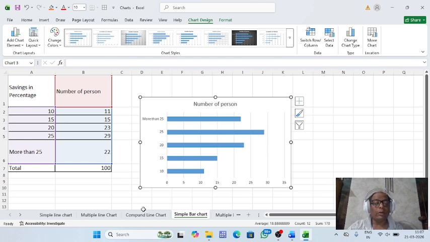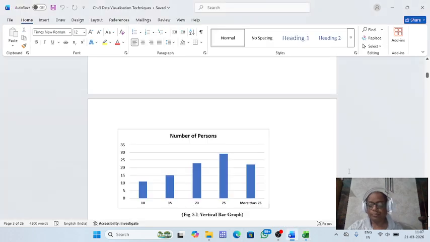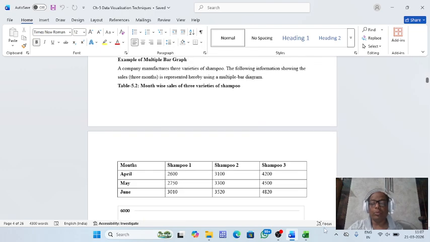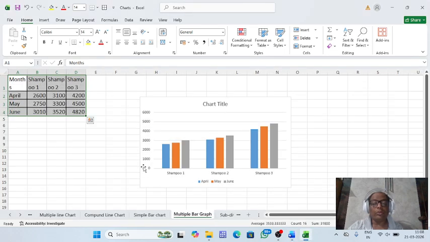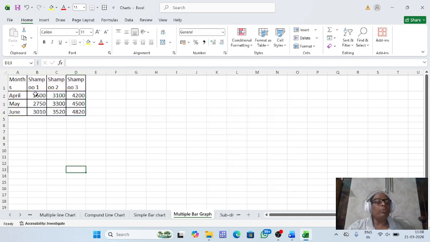Then we have the compound bar chart. See how it is done. Again, there are three shampoos, and this is the monthly sale of April, May, June.